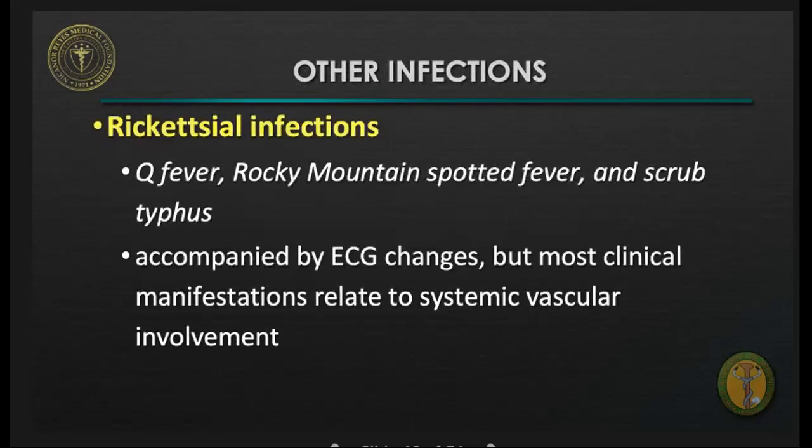Rickettsial infections such as Q fever, Rocky Mountain spotted fever, and scrub typhus are frequently accompanied by ECG changes, but most clinical manifestations relate to systemic vascular involvement.